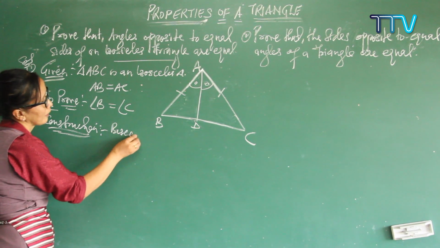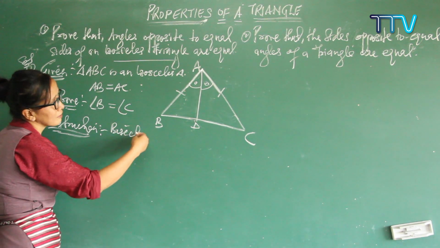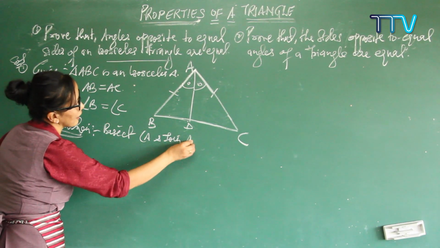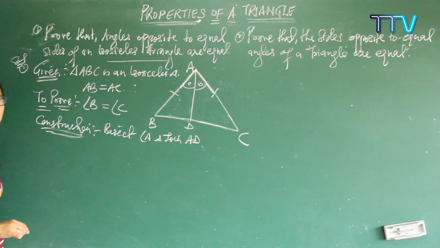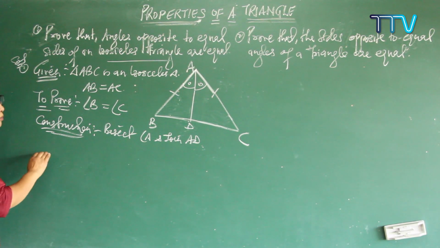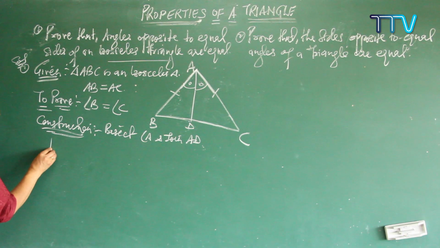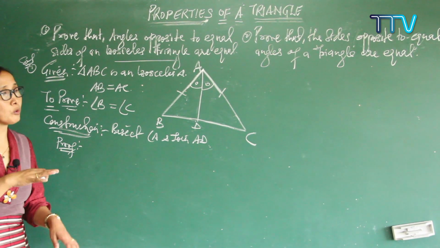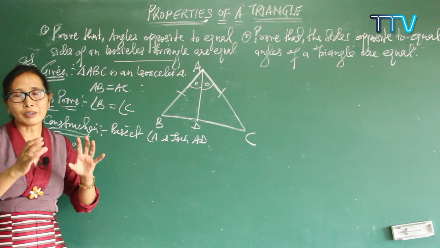Bisect. Easily, I'm writing it this way: bisect angle A and join. You can write join AD. This is your construction. After the construction, you have to move towards the main solution and the proof. So you have to prove. How do we prove? As I told before, you have to use the congruence rule.